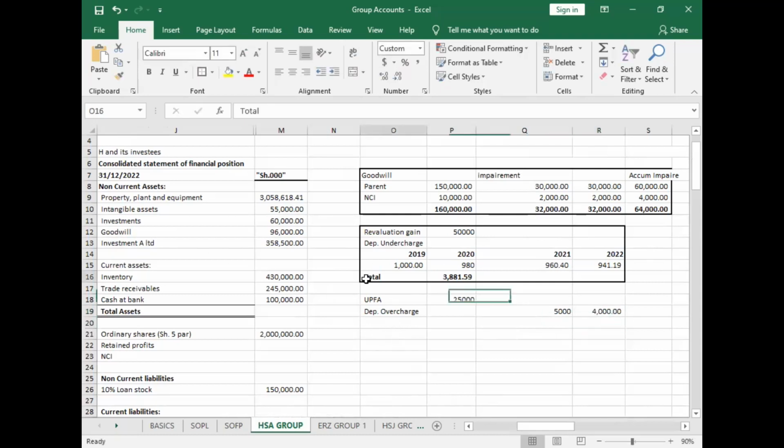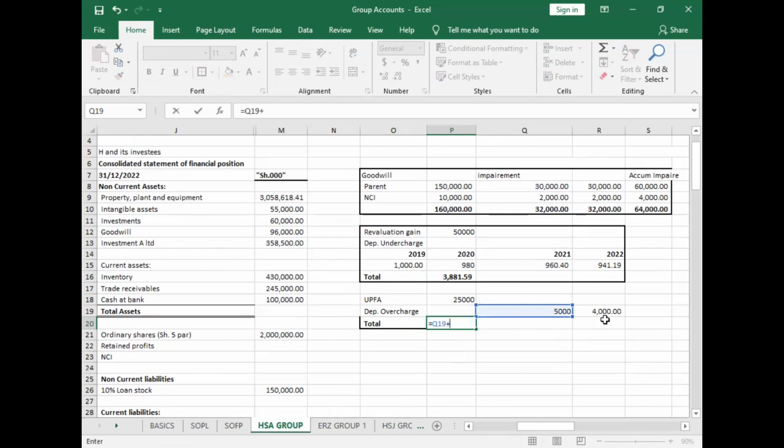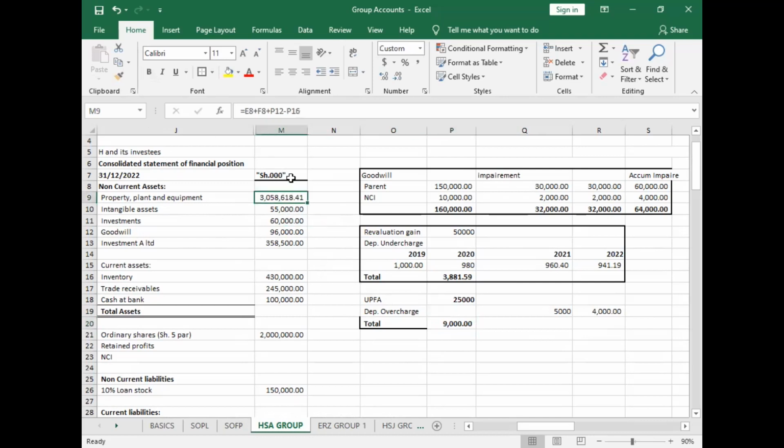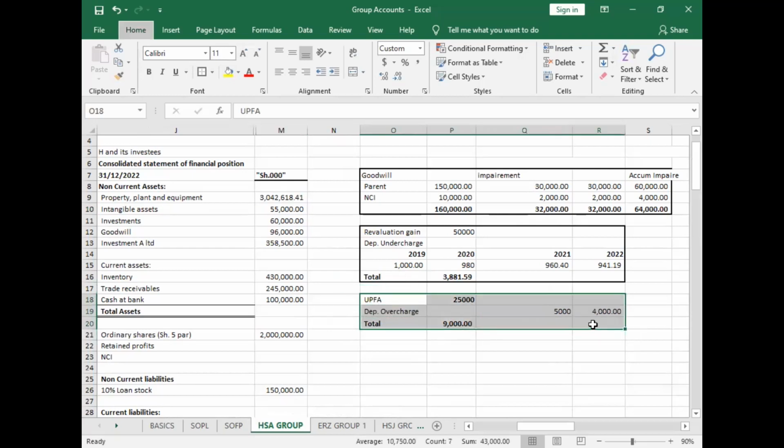So the total here, I can just copy this one, Control C, paste it here, Control V. The total here equals this one plus this one here. So I'll bolden this one also, Control Bold, and also this one here. So remember this affects our PPE. So remember this is the parent plus the subsidiary plus revaluation gain minus depreciation undercharge. So minus, we will less UPFA, then we will add depreciation overcharge. I think there we finished on that. I'll enclose that one.